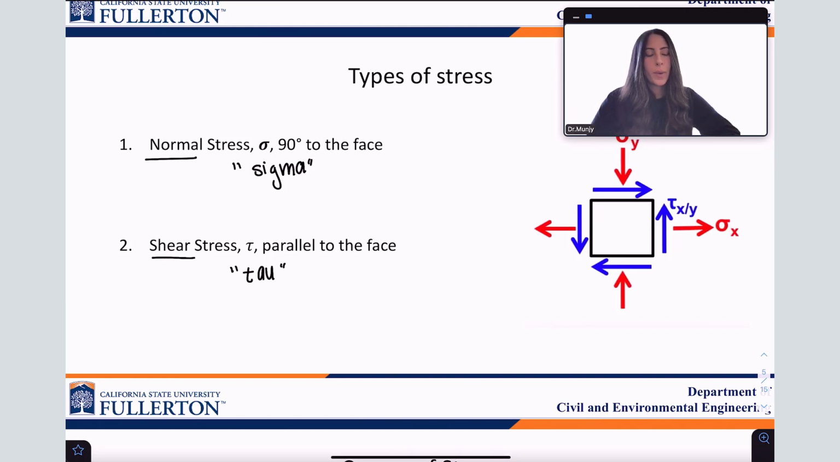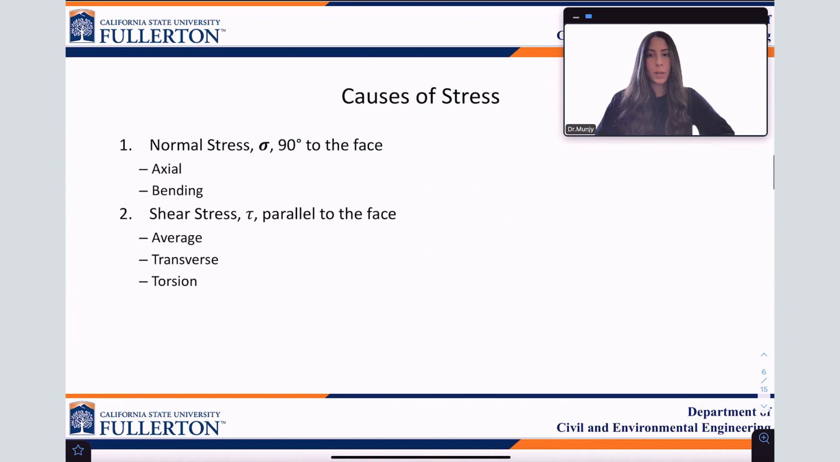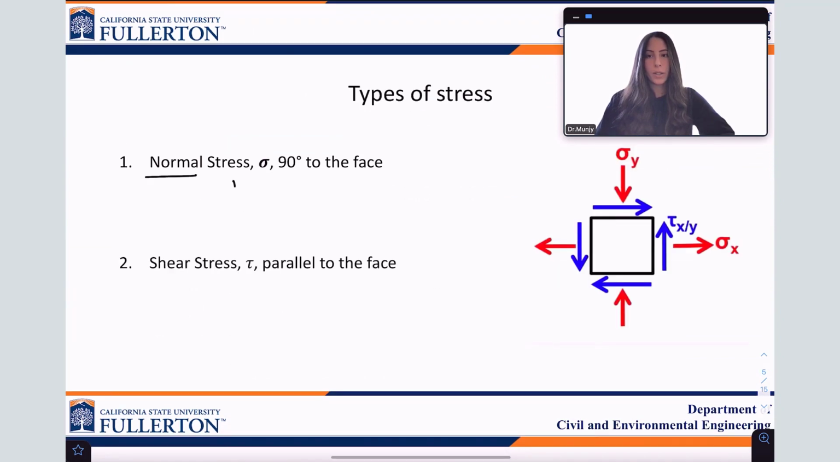Okay. We have a diagram here that shows sigma and tau, and I'll talk more about this in the coming slides, but sigma basically acts perpendicular to the face of the element. So we have the face of the element here, which is this square. Let me go back a little bit. Right. And you can see that sigma acts perpendicular to the face of the element. And then we have the shear stress tau, which acts parallel to the face of the element. And that's the difference between shear stress and normal stress, which we're going to go over in a little more detail in the upcoming slides.